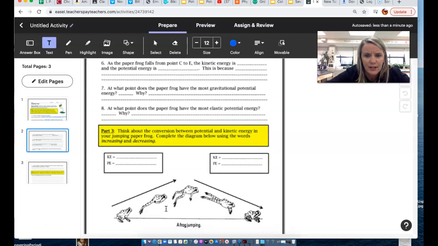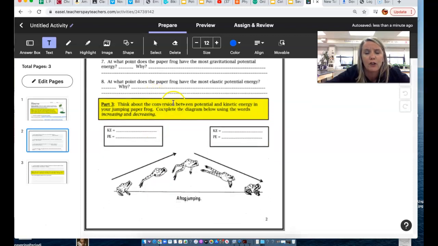Okay, then it says, think about the converting from one to the other. Think about the conversion between potential and kinetic energy in your jumping paper frog. Complete the diagram below using the words increasing and decreasing. Okay, so right here, you've got the frog sitting there and loading up ready to jump. Gets up into the air to its highest point, has a little bit of hang time, and comes back down. Okay, so in this first part, from loading up to hang time, is the kinetic energy increasing or decreasing and the potential energy decreasing or increasing?